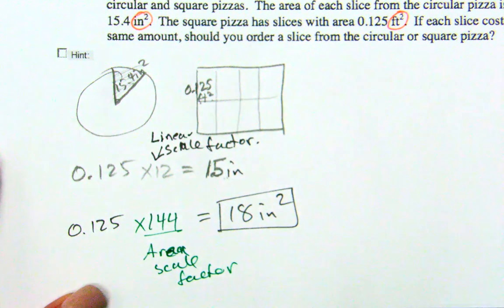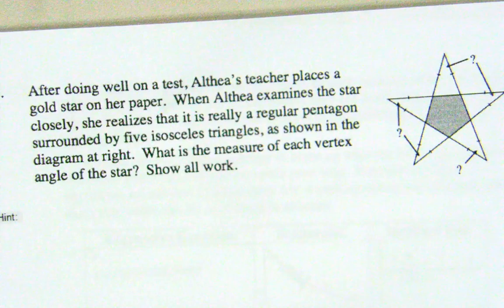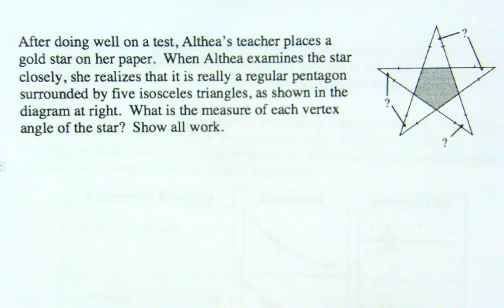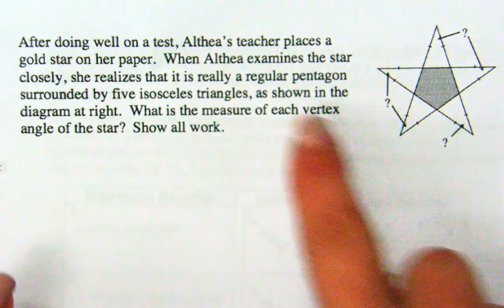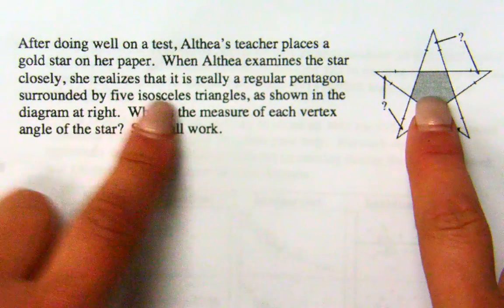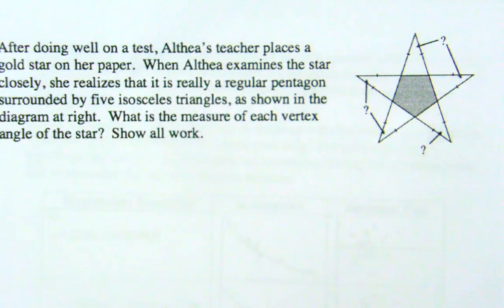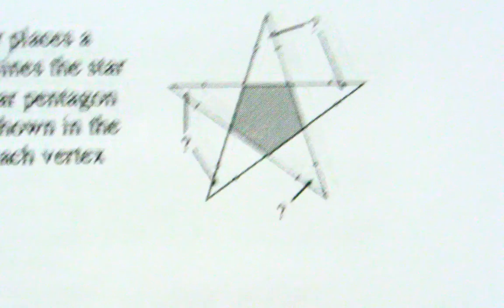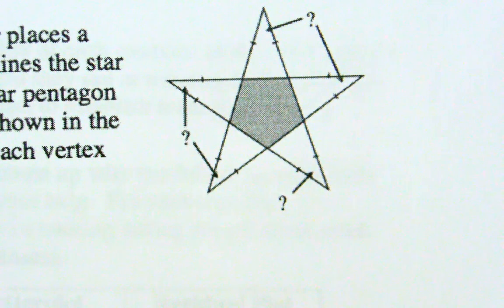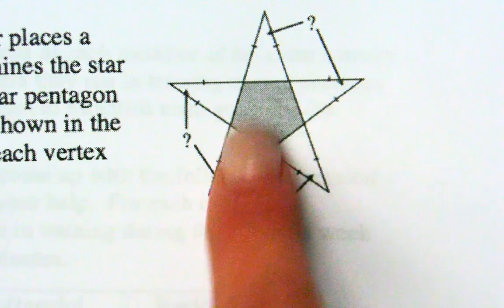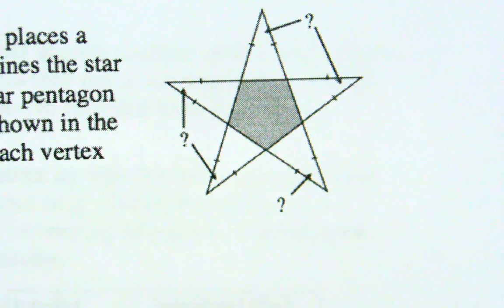Okay, so that was 34. And then one more, 35. Ooh, 35 was fun. After doing well on a test, Althea's teacher places a gold star on her paper. Oh, that's so nice. When Althea examines the star closely, she realizes that it is a regular pentagon surrounded by 5 isosceles triangles. That actually does help us, because a regular pentagon means that we can find out what each of the interior angles add up to.